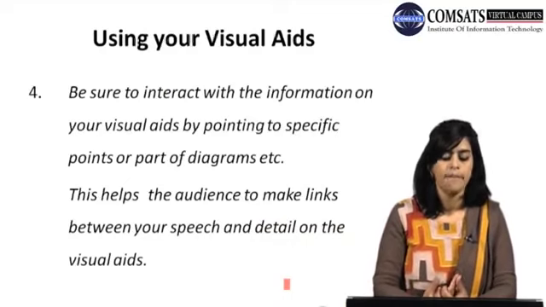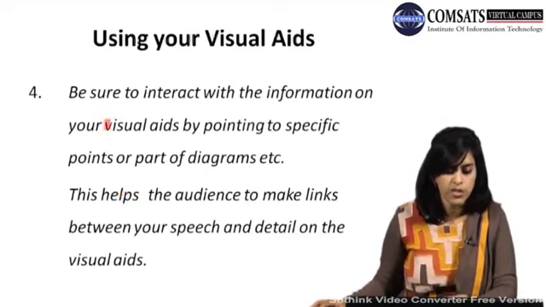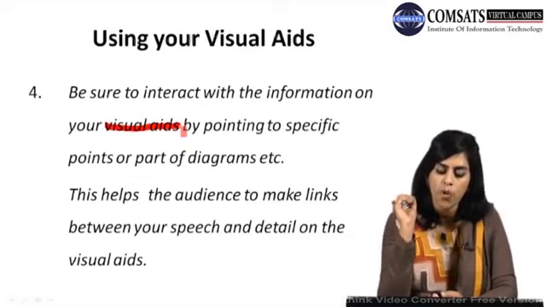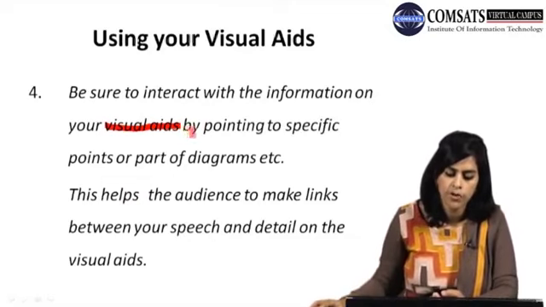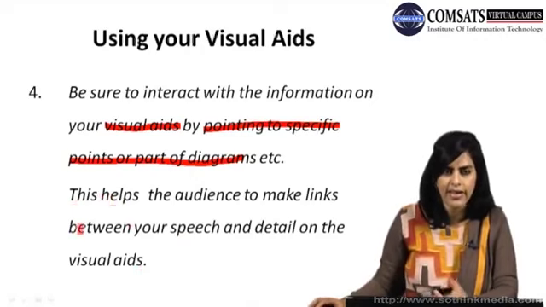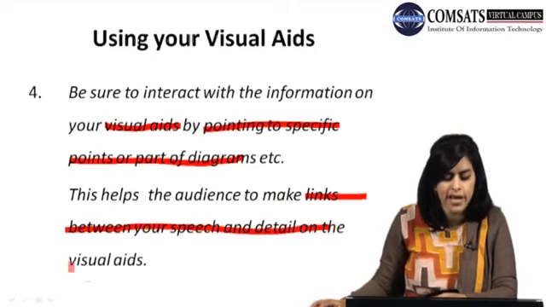audience. Be sure to interact with the information on your visual aid by pointing to the specific points or parts of the diagram. Now that you are using visual aids and you want to draw attention towards specific points of your diagram, try to see how you do that. This helps the audience to make links between your speech and the detail on the visual aids. Now as I am underlining, try to link these two things. As I am underlining the content and I am also talking to you, this is going to help you see what exactly I am talking about.